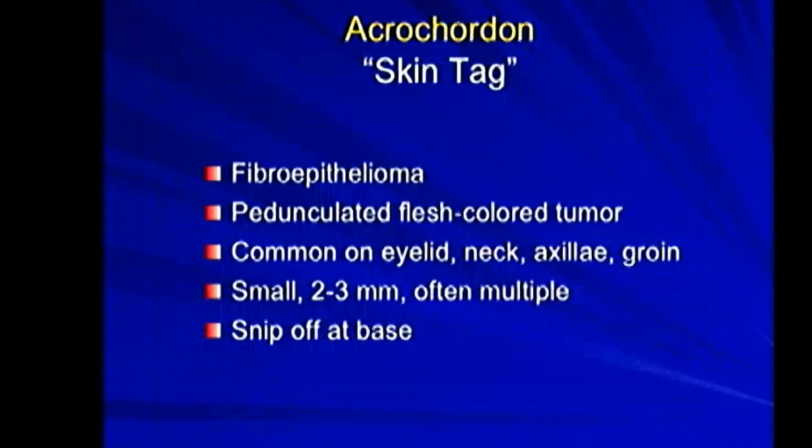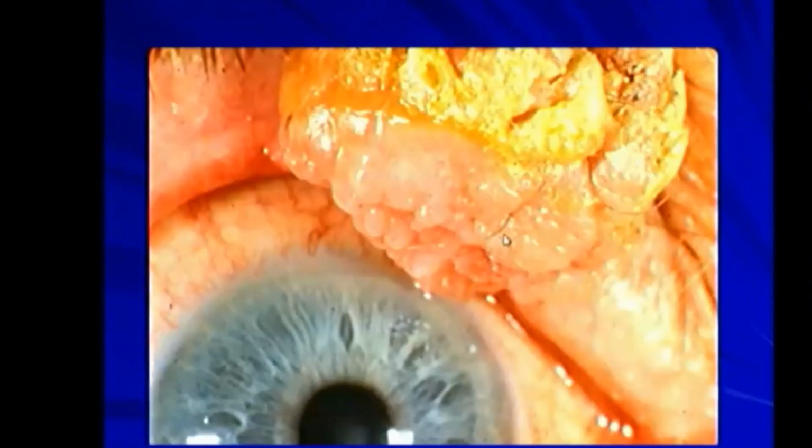Squamous papilloma is a pedunculated flesh-colored tumor. It's also another descriptive term. It's not a diagnosis because it can be seen with other skin tumors that we just mentioned. And this is from viral infection. It's squamous papilloma.